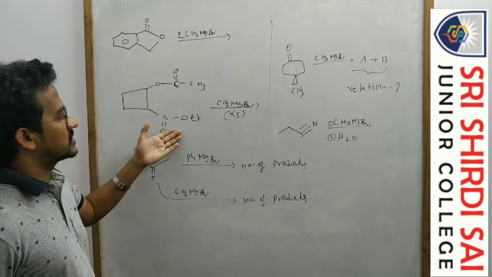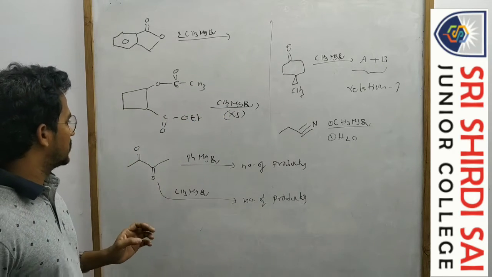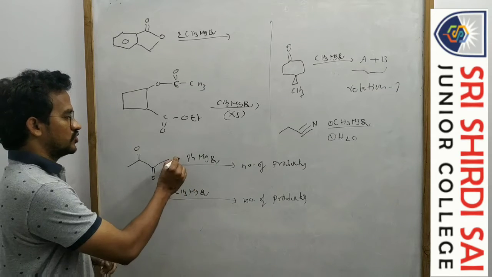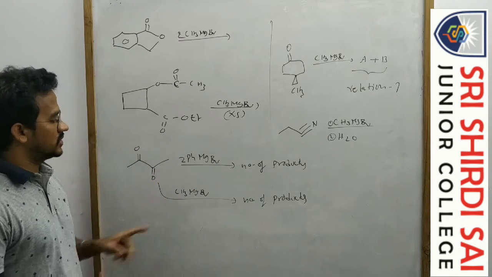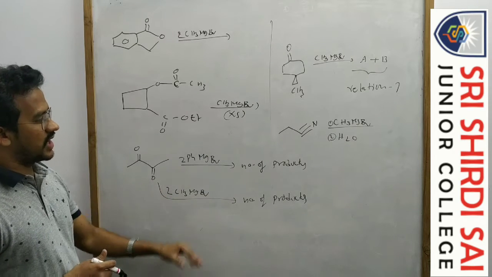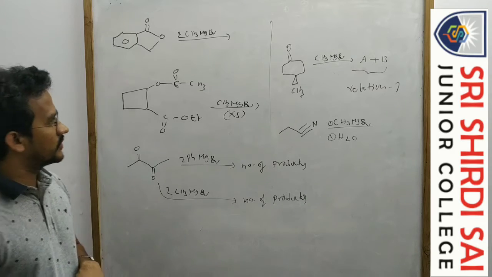And now here, a diester with excess methyl magnesium bromide. Write the complete reaction. In this case, a diketone with phenyl magnesium bromide, of course 2 moles of phenyl magnesium bromide are consumed, and here 2 moles of methyl magnesium bromide are consumed. So how many products are possible in each reaction? Work out those reactions.